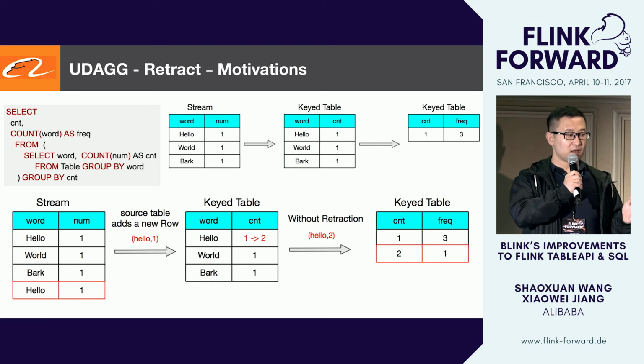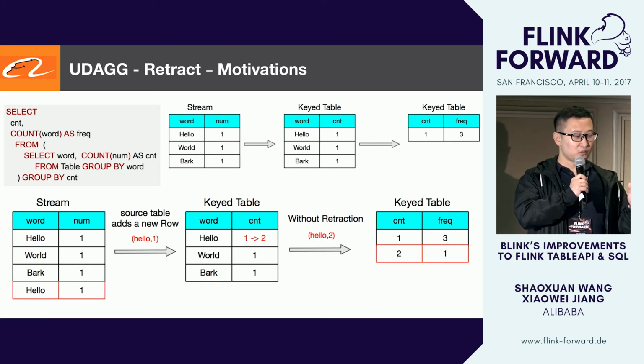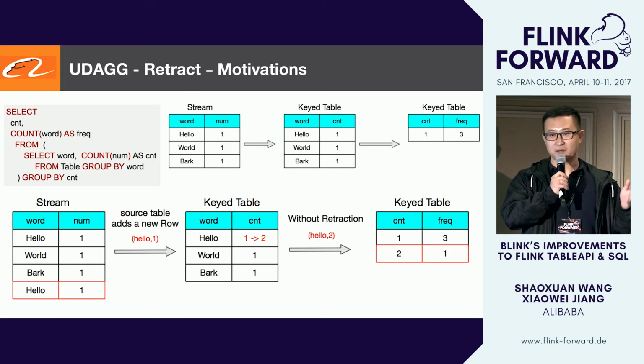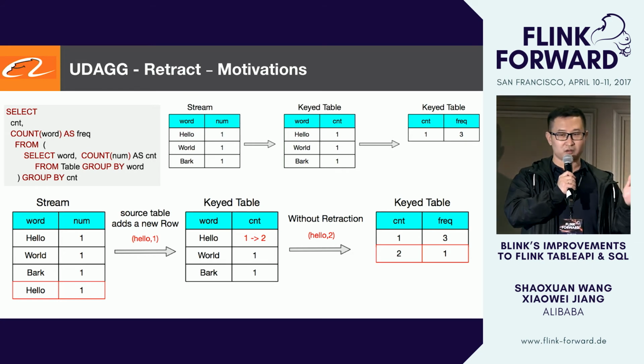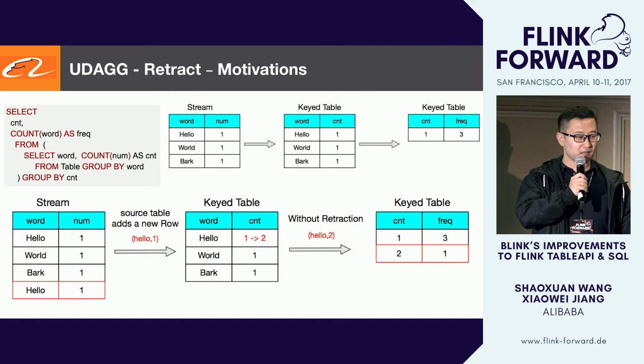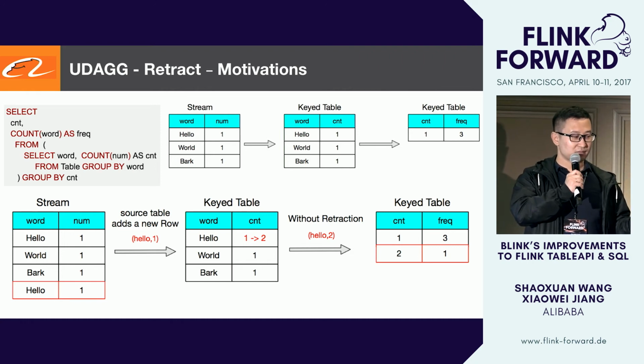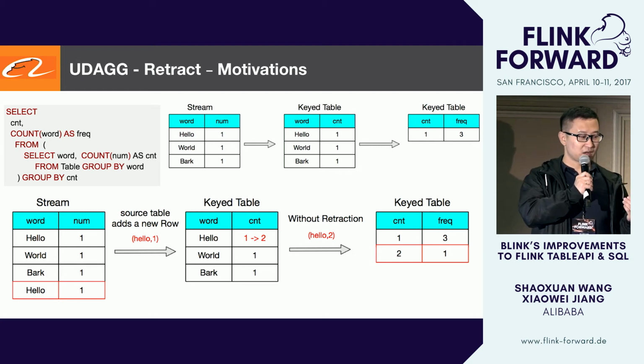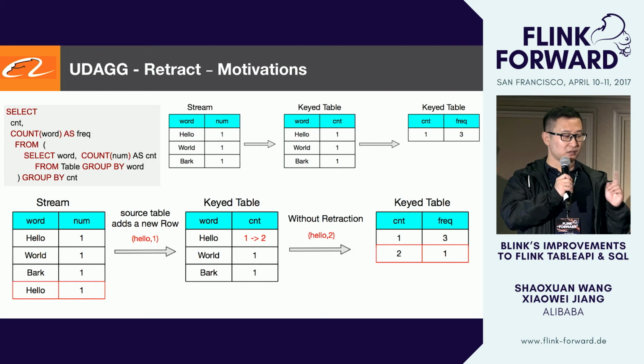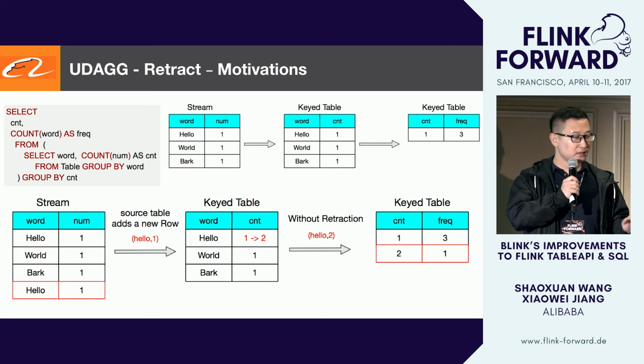In the first step, we group by the word and we calculate the count. The second step, we group by the count. Then we calculate the frequency on the count. So initially, the table looks like this. You already have 3 records: hello, word, and bark. You get the final result: count 1 has appeared 3 times because those 3 words are different.